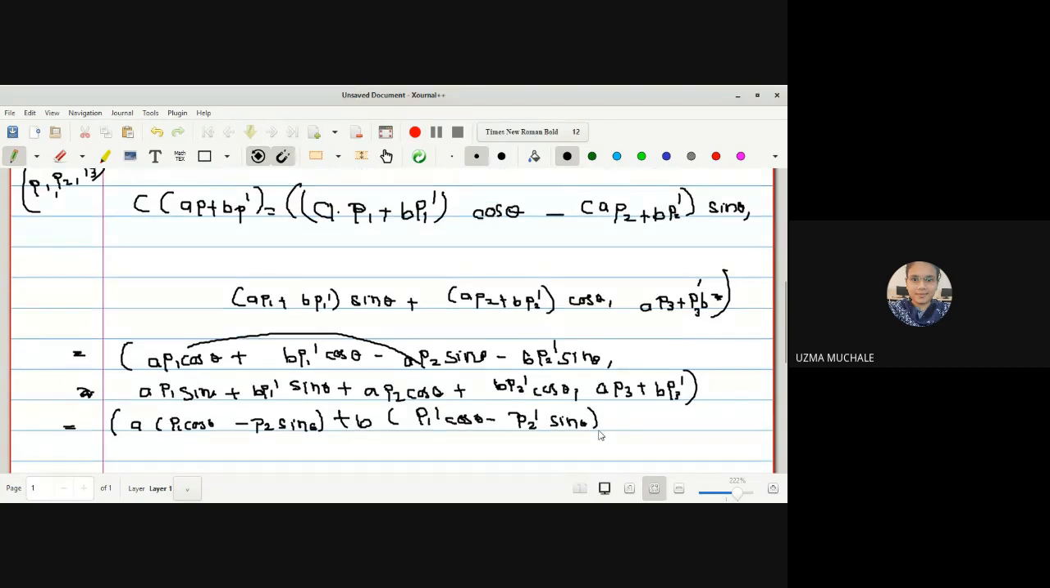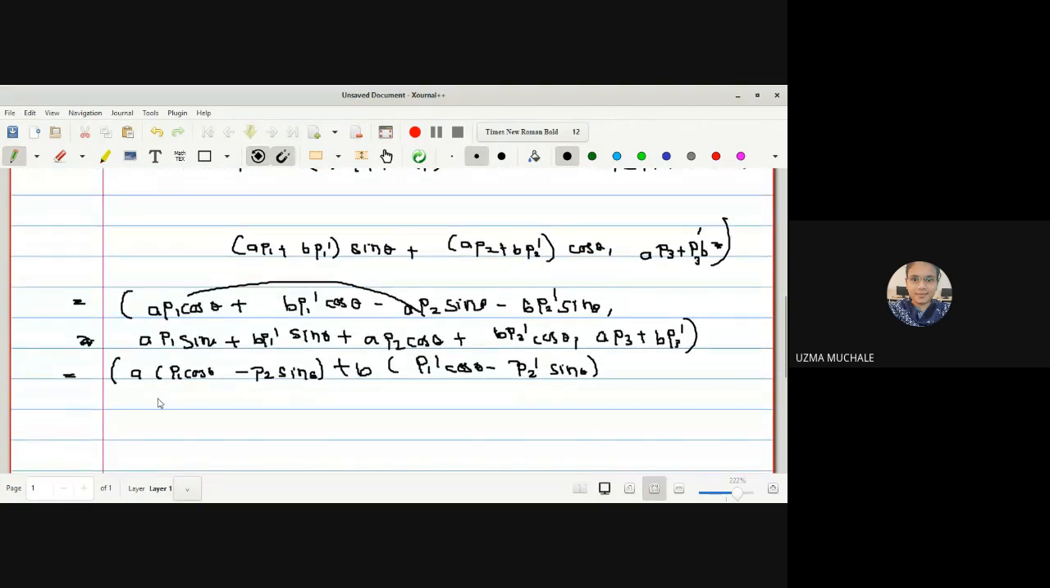Now similarly we can do for the second term. For the second term also, if I take A outside, what remains inside the bracket is P1 sin theta plus P2 cos theta, plus B, if I have taken, P1 dash sin theta plus P2 dash cos theta, and the last term as it is A P3 plus B P3 dash.